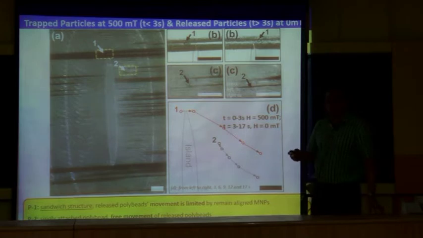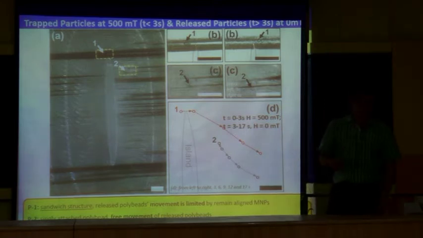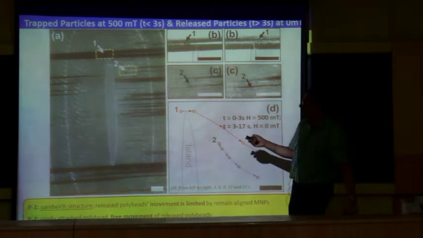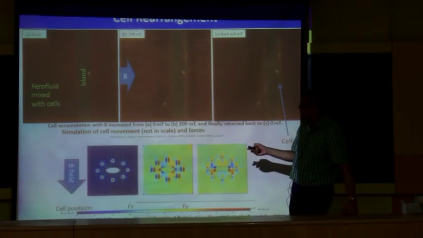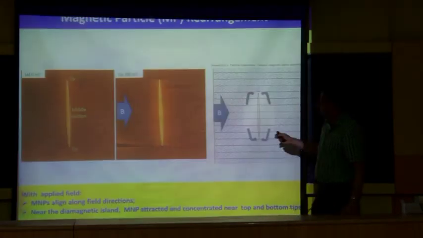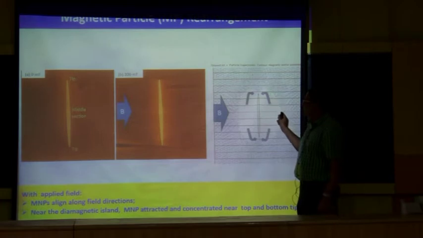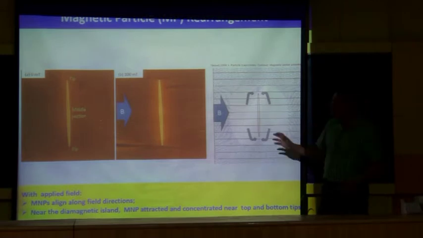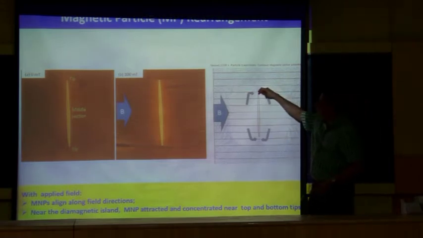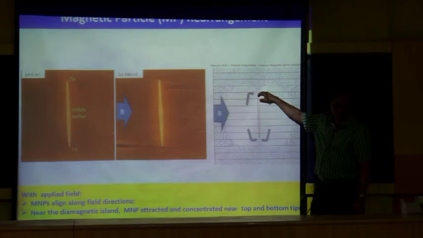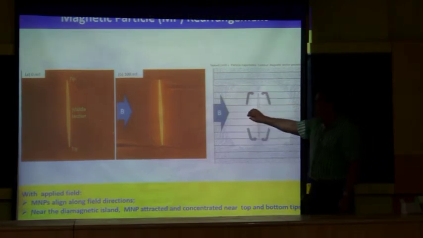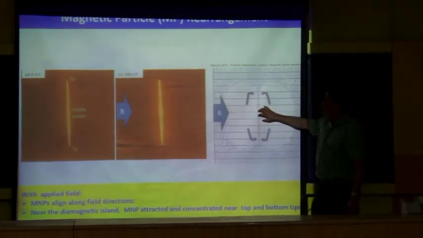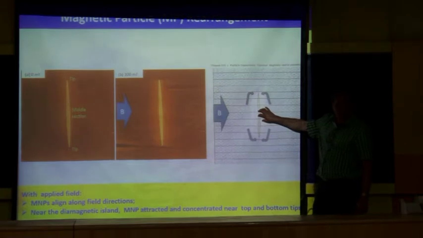We don't selectively capture. The point is that because of the difference in susceptibility, the way the field distribution takes place, the ferrofluids will go to the end and get stuck at the end of the island, while the diamagnetic particles will get trapped in the center.